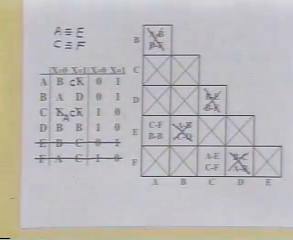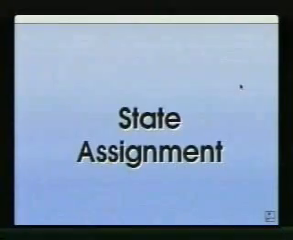And once we've completed reducing the table, we can then go ahead and derive the flip-flop input equations. Because we have fewer states in the table, this means we'll have fewer flip-flops. And it also means that we'll have less logic. After the state table has been reduced, the next step is to make a state assignment. The object of making a state assignment is to reduce the amount of logic required.